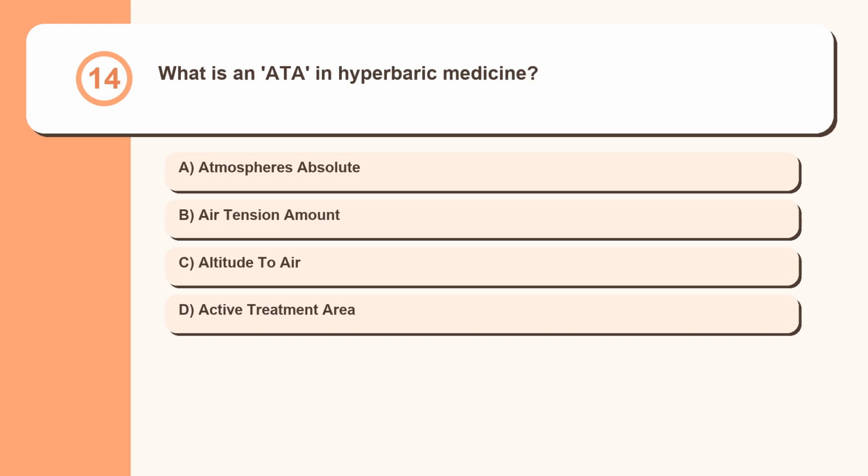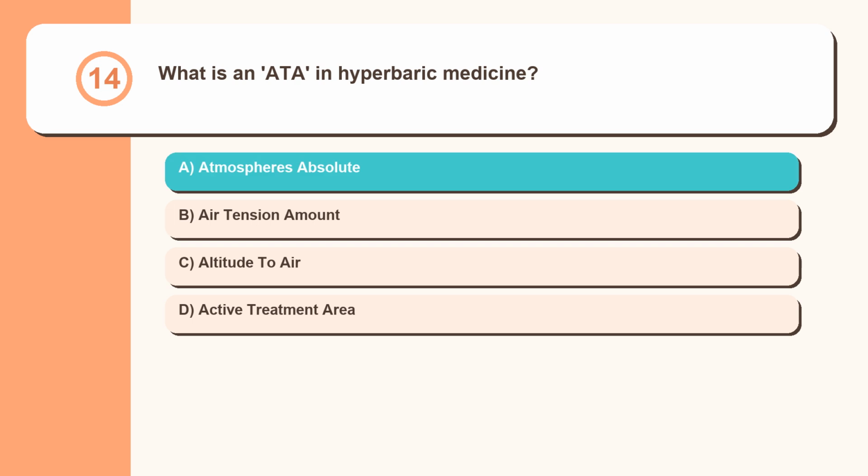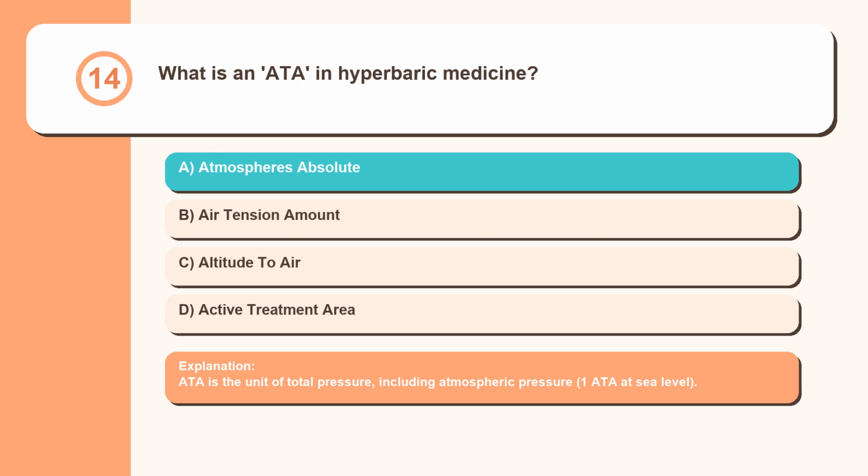Question 14. What is an ATA in hyperbaric medicine? Atmosphere's absolute air tension amount, altitude to air, active treatment area. ATA is the unit of total pressure, including atmospheric pressure, 1 ATA at sea level.